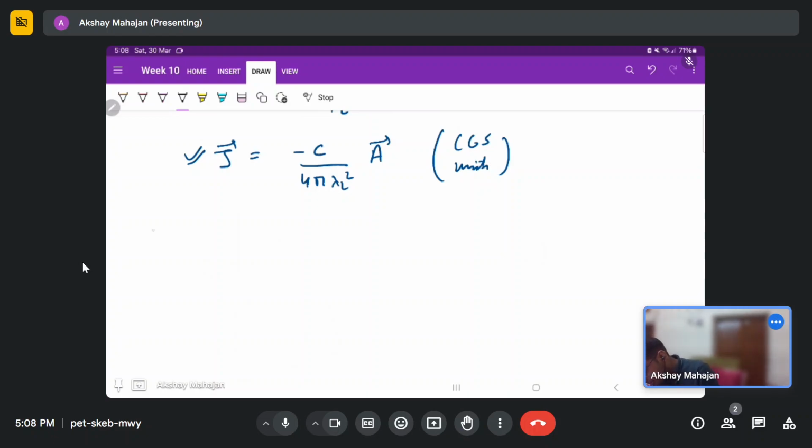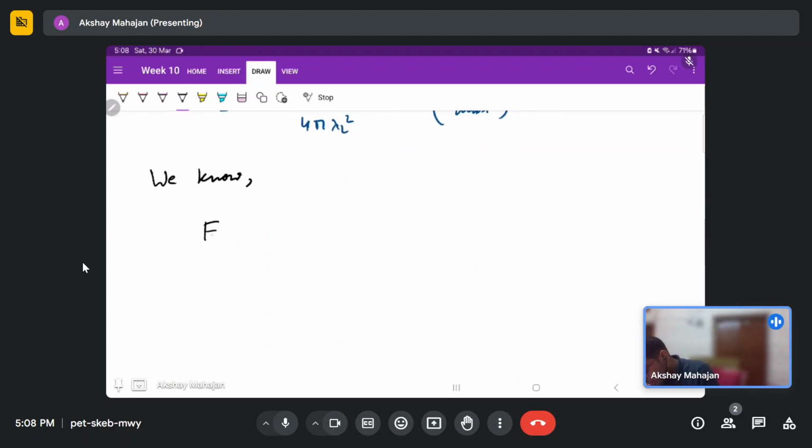Now, you might know from your basic mechanics that the electric field will be given by minus the gradient of phi, which is your scalar potential, minus 1 by c del A vector by del t. Let's say this is our equation number 1.